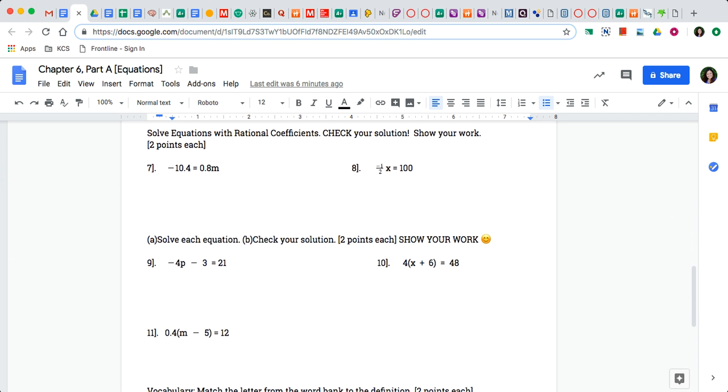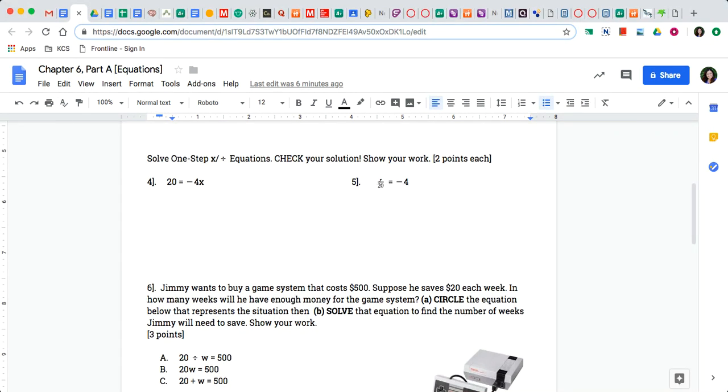Number 7 and 8, you're going to solve the equation with rational coefficients. Check your solution and show your work. I'll tell you this, 7 and 8 is somewhat similar to 4 and 5.